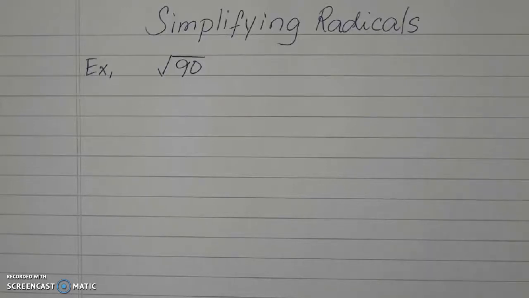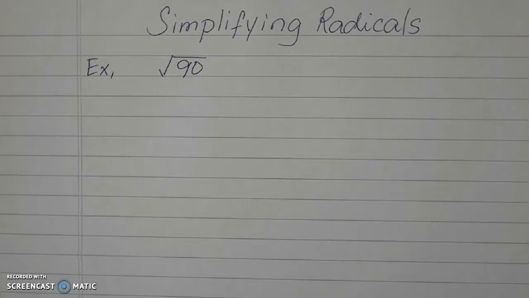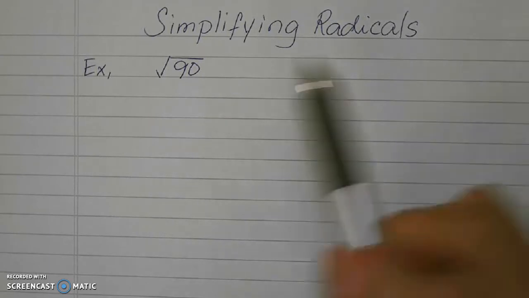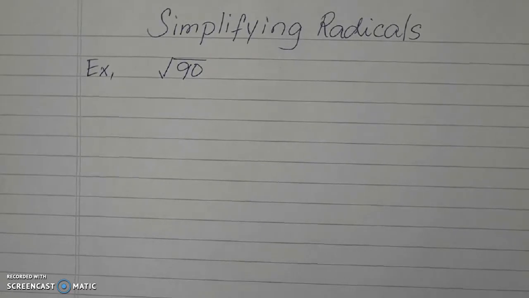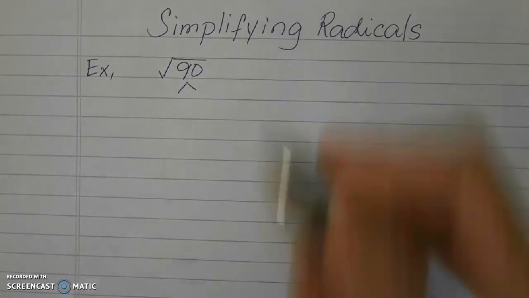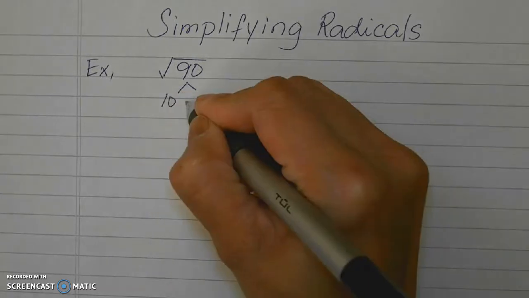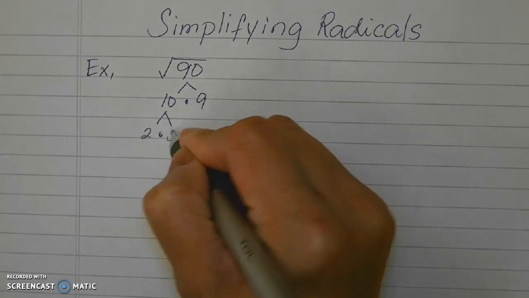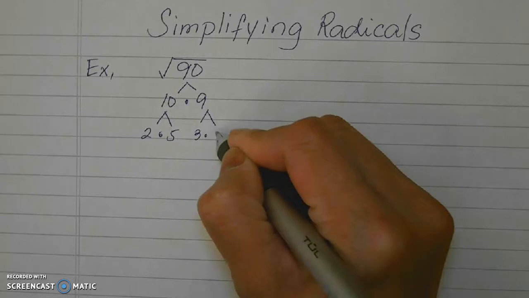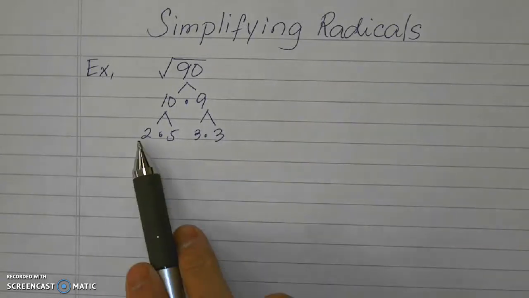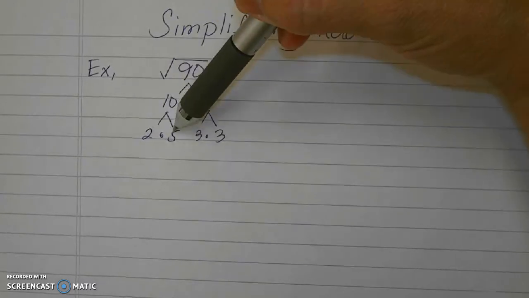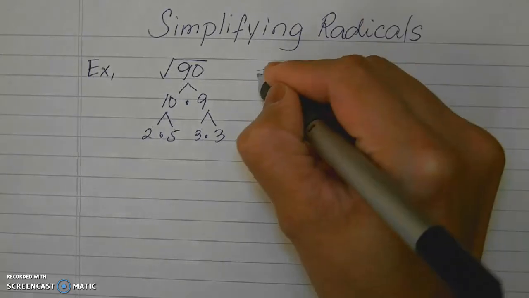Welcome back. We're now going to discuss simplifying radicals, something that is easy if you know how to do factoring. So, let us do the square root of 90. Let's factor 90, and the factors I'm thinking are 10 times 9, and this is 2 times 5, and that is 3 times 3. After you get the prime factors, which of course does not include 10 and 9, it's only 2, 5, 3, and 3. You're going to write them all down here.